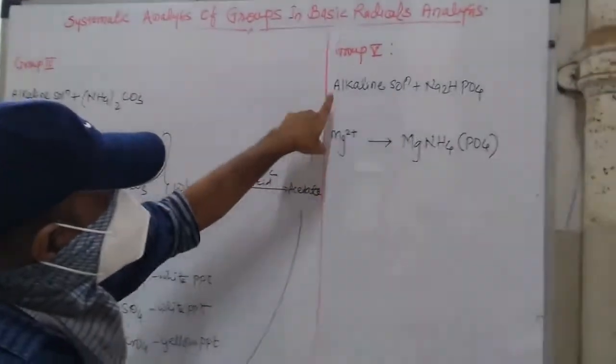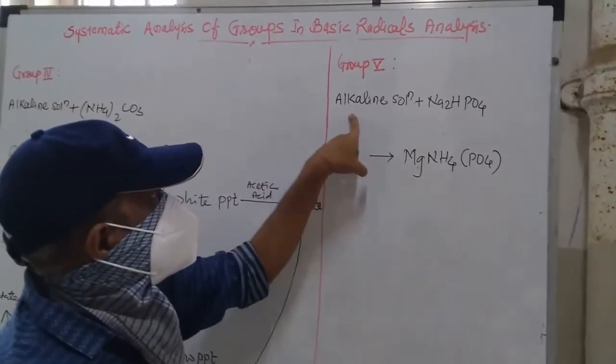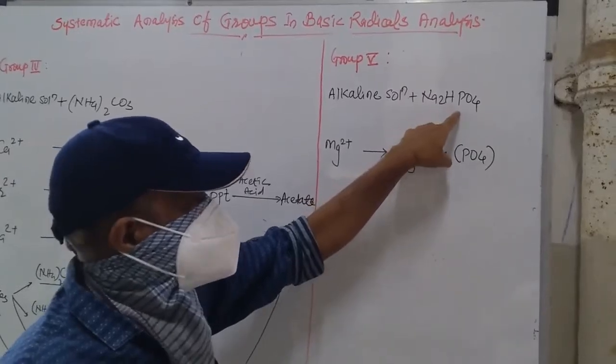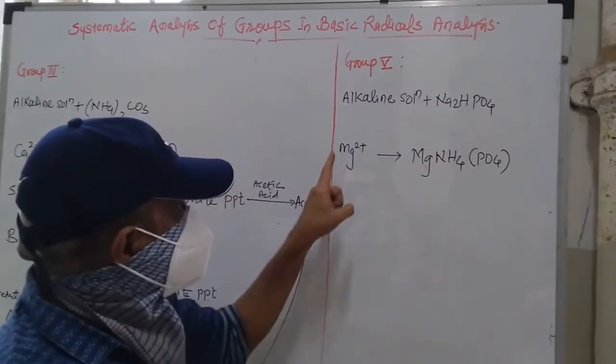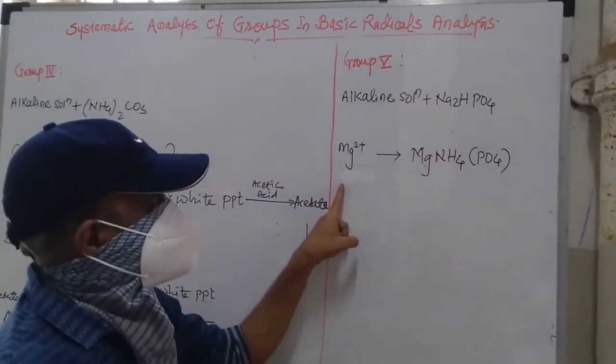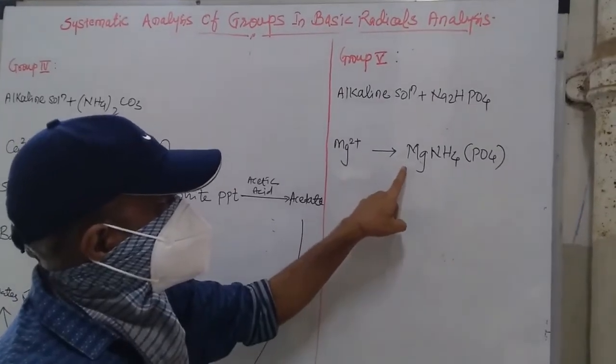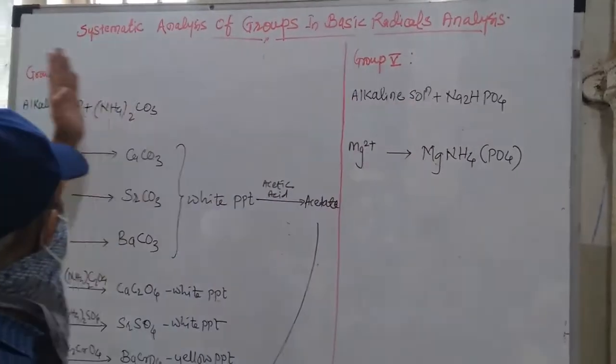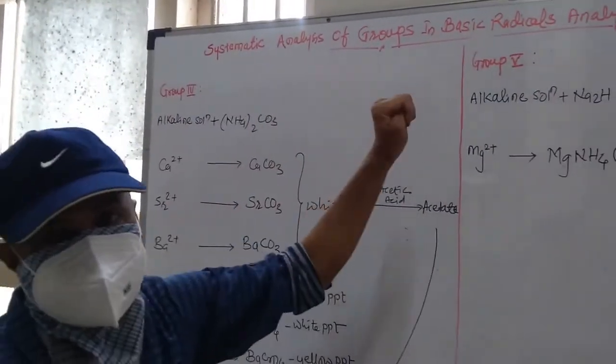That is, to this here we are adding alkaline solution plus sodium hydrogen phosphate. Then if magnesium is present, then formation of precipitate of magnesium ammonium phosphate takes place. So this is the analysis of group 5 and group 6.